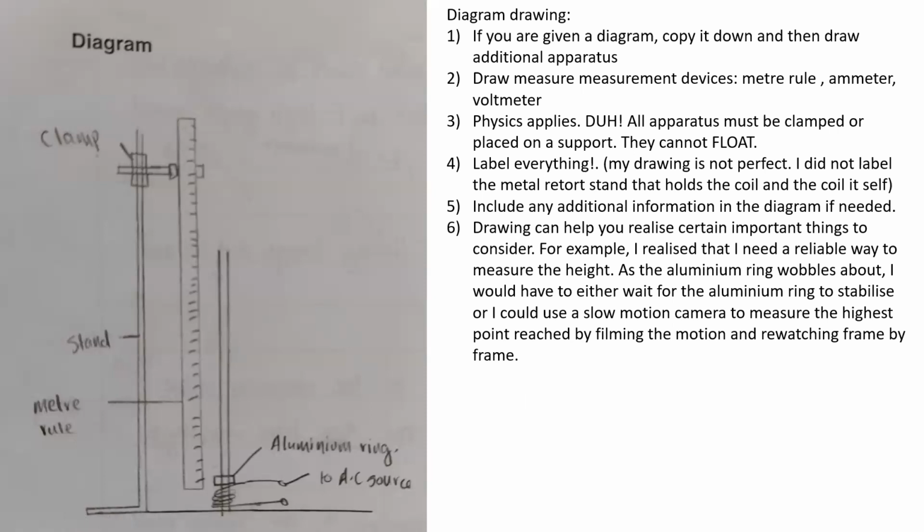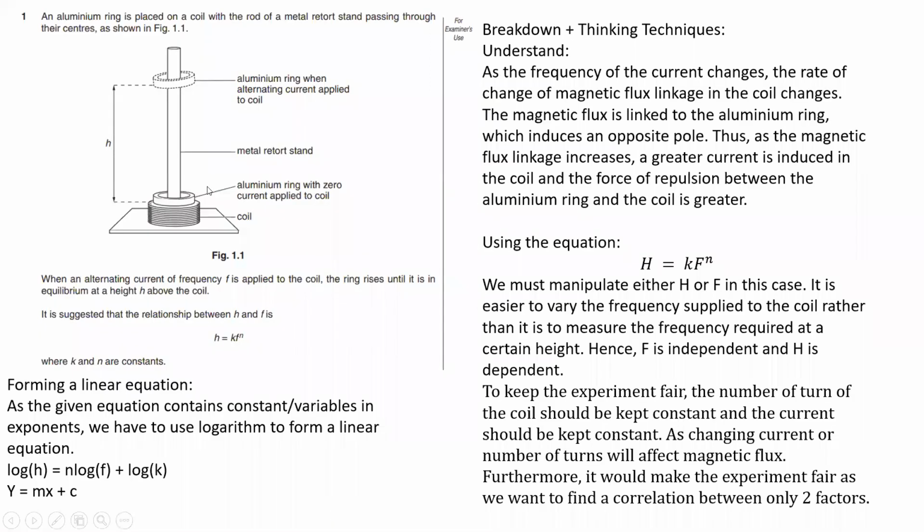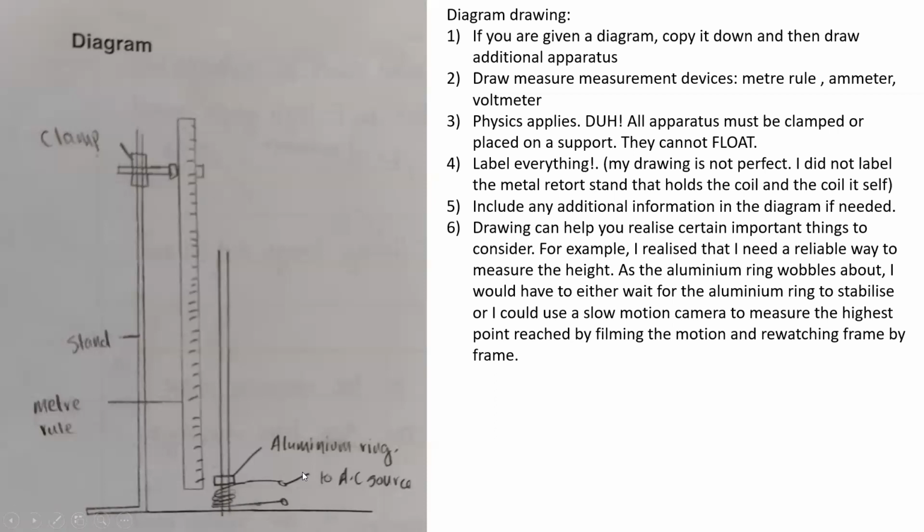Also, draw big diagrams. Don't draw small diagrams. My diagram here is actually very small, and if you make a mistake, it will cause the entire diagram to smudge about when you erase it in pencil. So draw big diagrams, take up all the space you need, and draw it clearly. Label everything. Your drawings don't have to be the best. You don't have to be an artist. Just draw something that looks like the apparatus. Look at this ring and this coil. It looks nothing like the real thing, but I've just drawn it and I've labeled it. It makes sense. The examiner will understand.